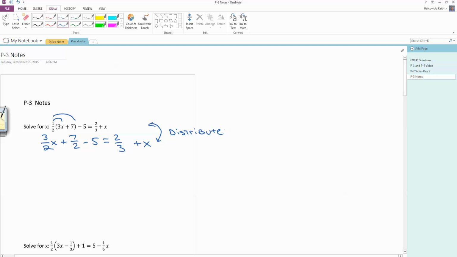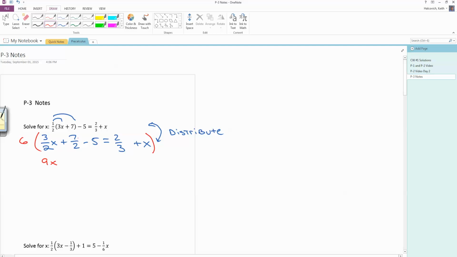So then next, anytime there's a fraction involved, we're going to clear the fractions after we distribute. So now notice the common denominator of 2 and 3, because the denominators are 2 and 3, the common denominator is 6. So we're going to multiply each term by 6. So when I multiply by 6 here, 2 goes into 6 3 times. 3 times 3 is 9.